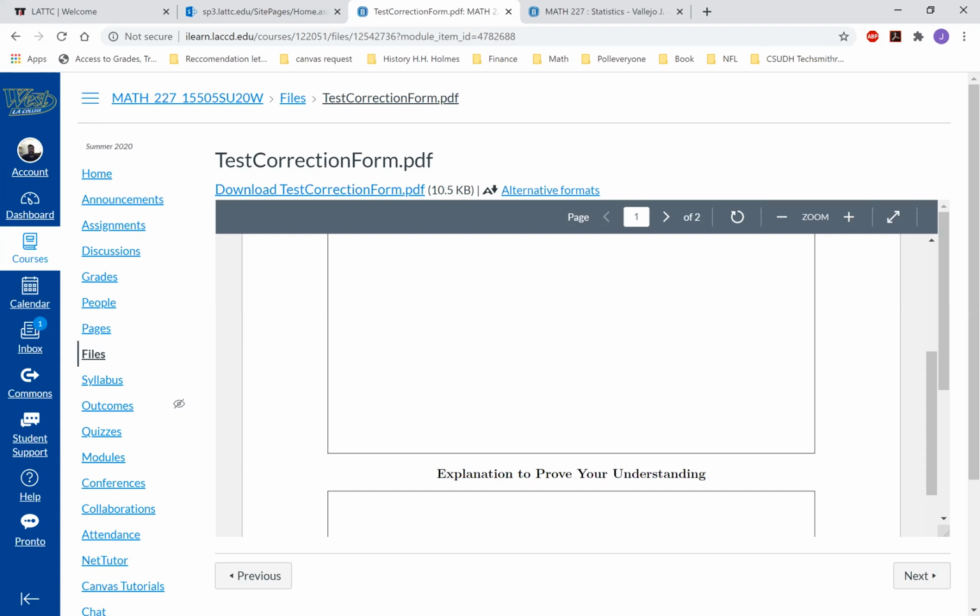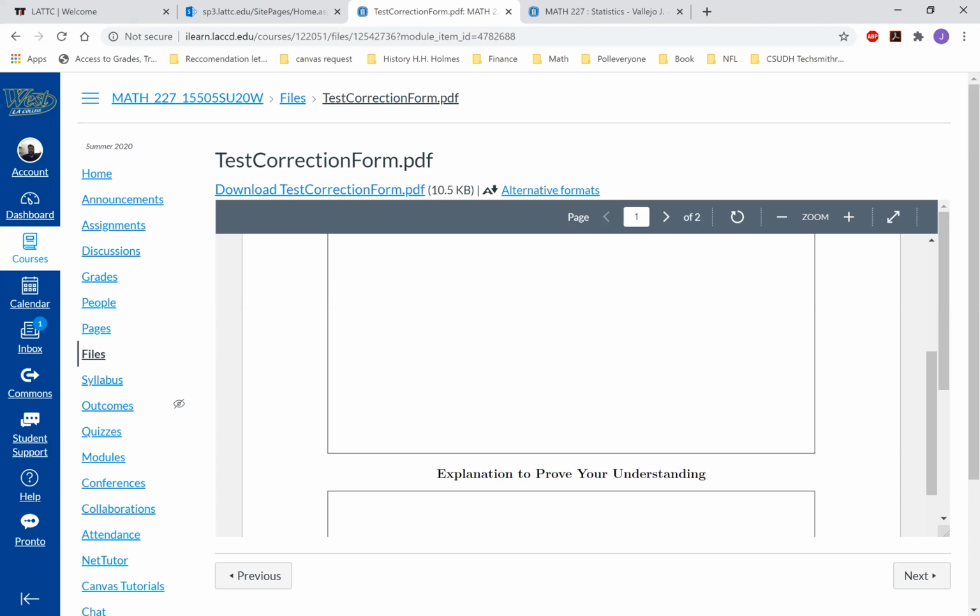So can we print them, then take a picture of our work and upload as a PDF? Yeah, that's fine. As long as you submit it as a PDF file, that should work fine. All right, so just remember, when you upload the test correction, I want it as a singular file, not 20 different files.